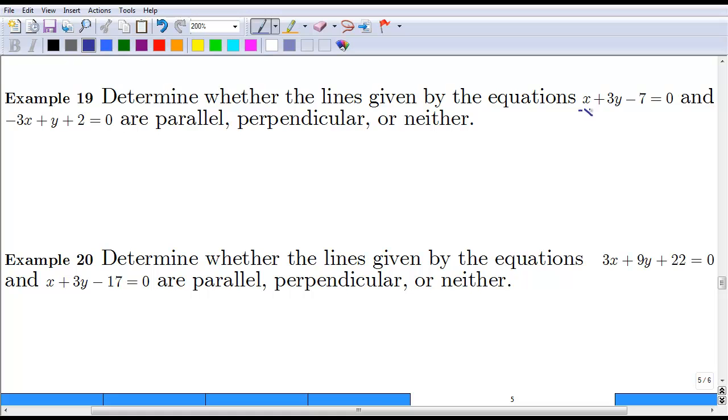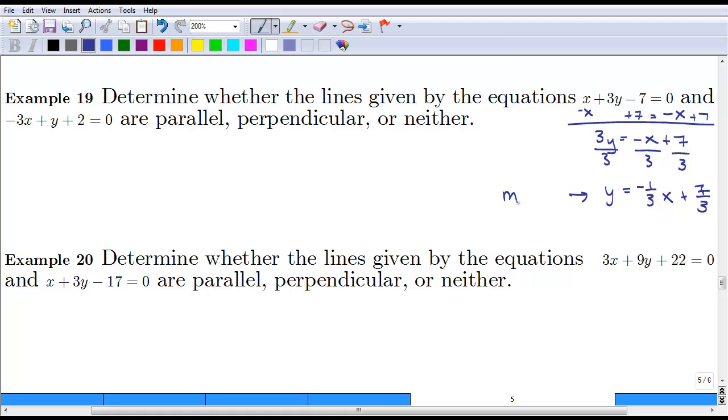So I'm going to subtract that x over, and I'm going to add the 7 to both sides, and we're going to have 3y is equal to negative x plus 7. Last step, we divide by 3. So we end up with y is equal to negative 1/3 x plus 7/3. In this case, we'll call this m1 is negative 1/3. That is our slope, the number in front of x.